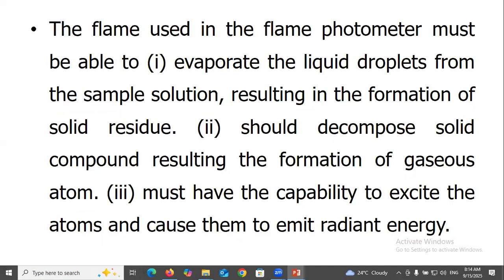The flame used in the flame photometer must be able to evaporate the liquid droplets from the sample solution, resulting in the formation of solid residue. It must also decompose the solid compound, resulting in the formation of gaseous atoms, and must have the capability to excite the atoms and cause them to emit radiant energy.